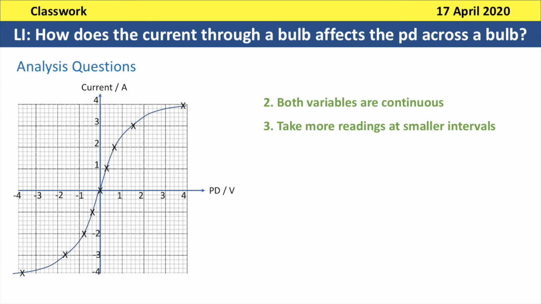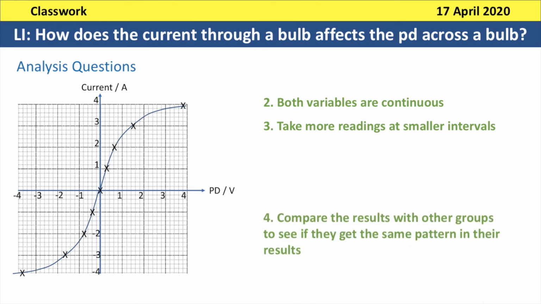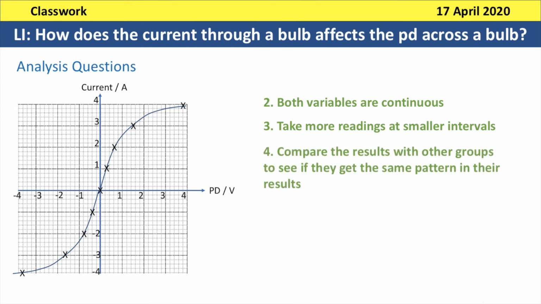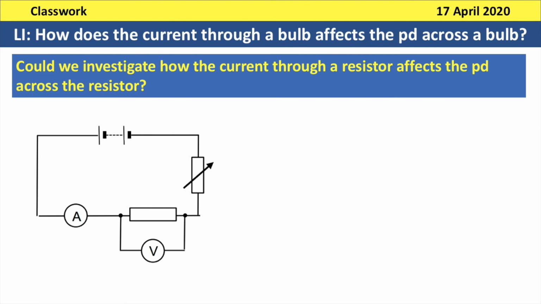And then the final question that we were asked was, what can we do to make sure that our results are reproducible, or to see if they're reproducible? To do that, we will compare the results with other groups to see if they get the same pattern in their results.